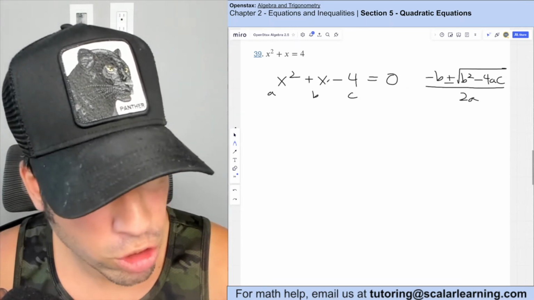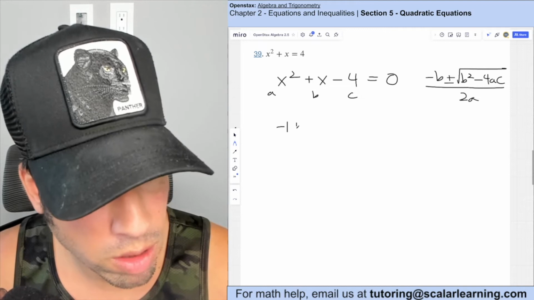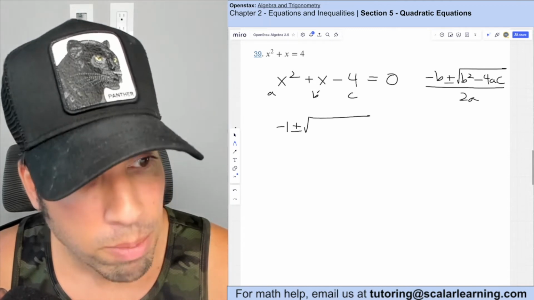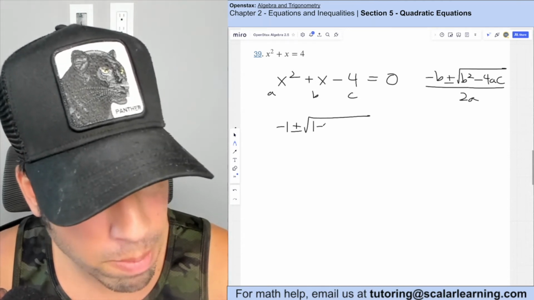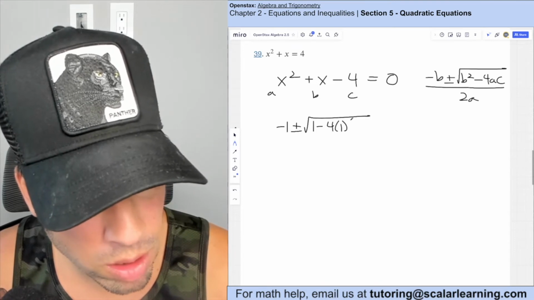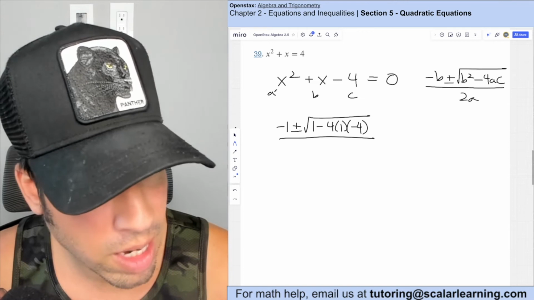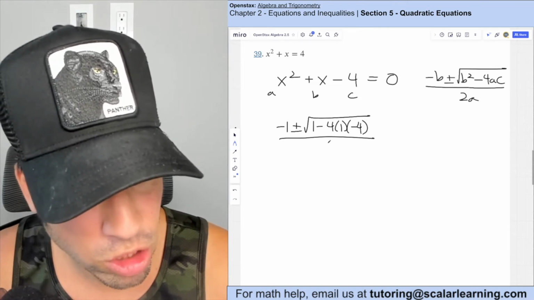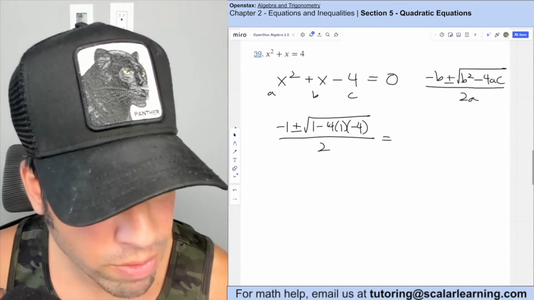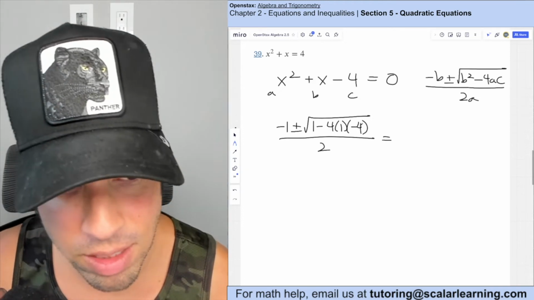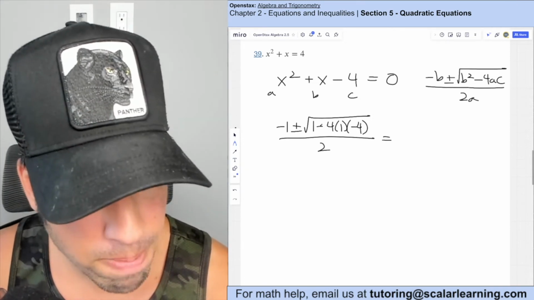So we got negative b, which is 1. So it's negative 1 plus or minus the square root of b squared. 1 squared is just 1 minus 4 times a, which is 1, times c, which is negative 4, all over 2 times a, 2 times 1, which is 2. And then to simplify, we have 4 times 1 times 4, which is 16 negative, with another minus in front.